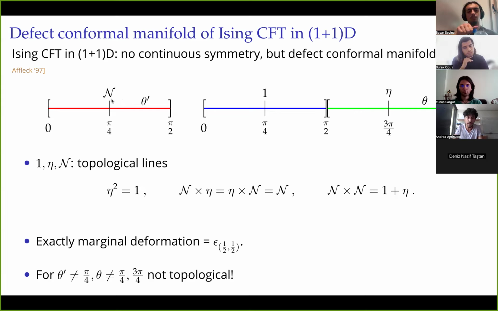So there are three points here that correspond to topological defects, but all the other points are non-topological. And you already see here that this is strikingly different from the situation I was describing before, because physical properties, like being topological or not being topological, can change along this conformal manifold.